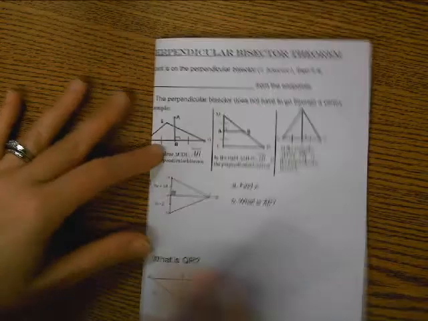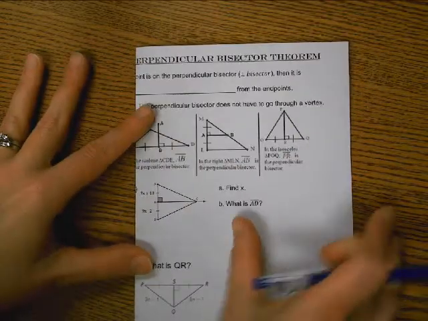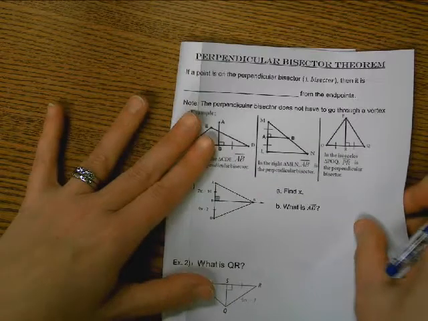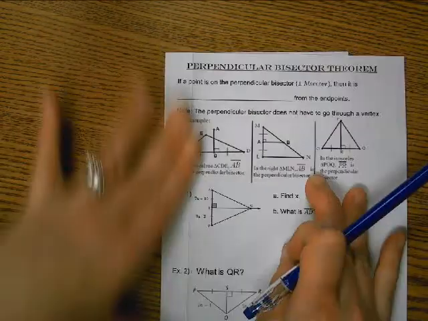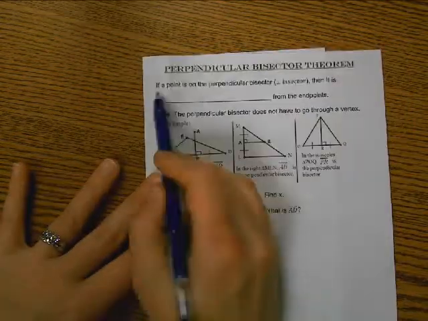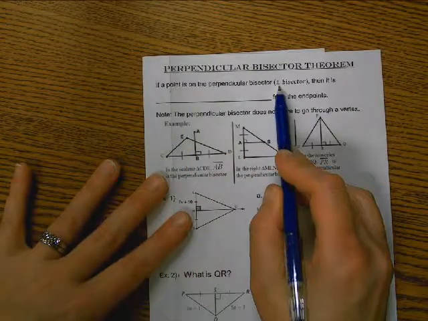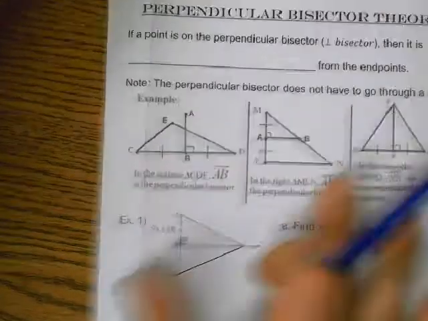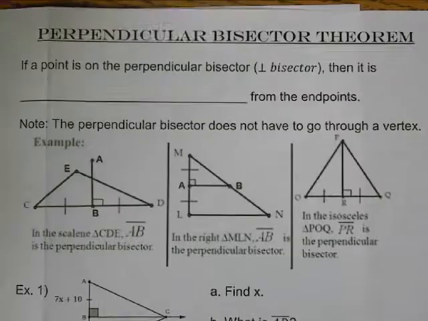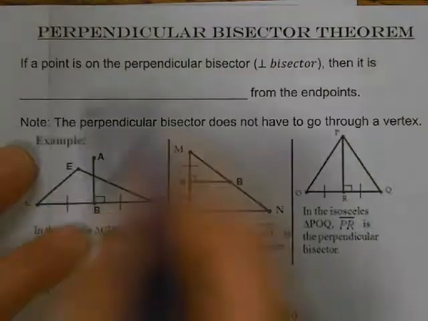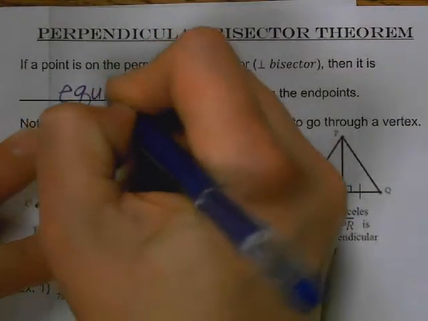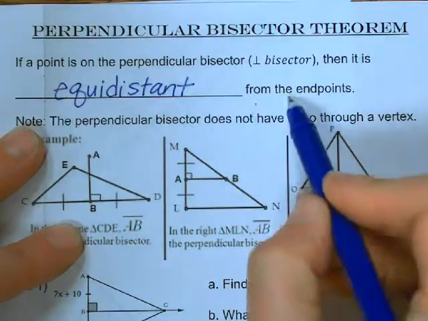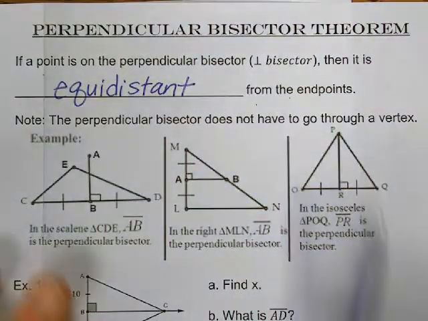This is called the perpendicular bisector theorem. It says a point is on the perpendicular bisector, and we can actually fold it this way now if we want to just kind of see it better. So it says if a point is on the perpendicular bisector, and that's just the abbreviation we use in geometry, then it is equidistant, meaning equal distance, from the endpoints.